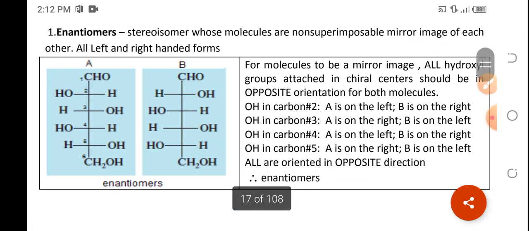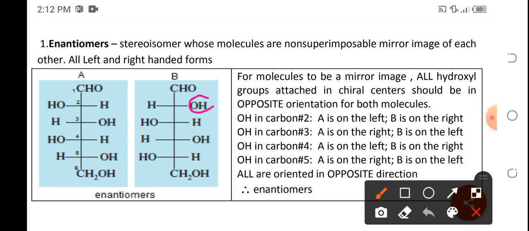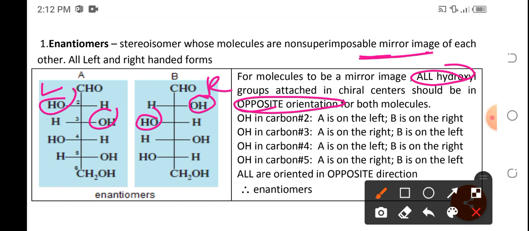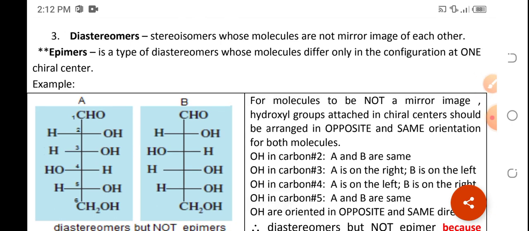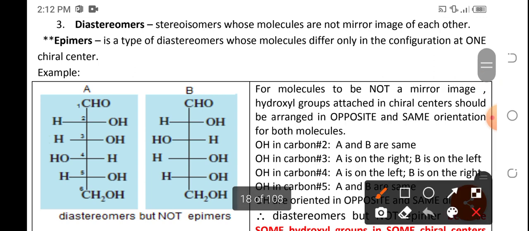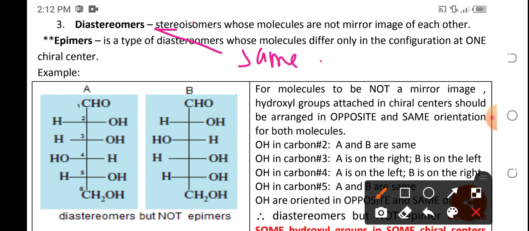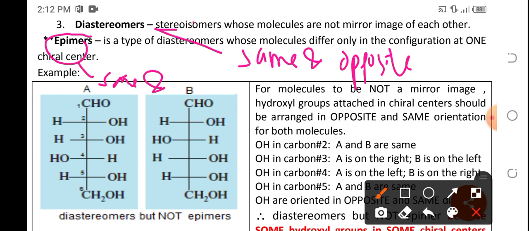So, ulitin natin. For it to be an enantiomer, kailangan lahat ng hydroxyl ay oriented on different sides. Kung yung isa nasa left, dapat nandun sa right para maging non-superimposable mirror image. So, all hydroxyl should be in opposite or different orientation. For it to be a diastereomer, okay, so meron ng same orientation, so this is a mixture of same and opposite orientation. Diastereomers will have same and opposite orientation. For it to be specifically known as epimer, meron din siyang same, pero one opposite lang siya. One opposite orientation of the hydroxyl ion.